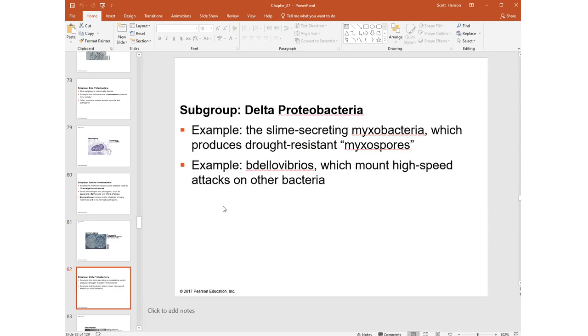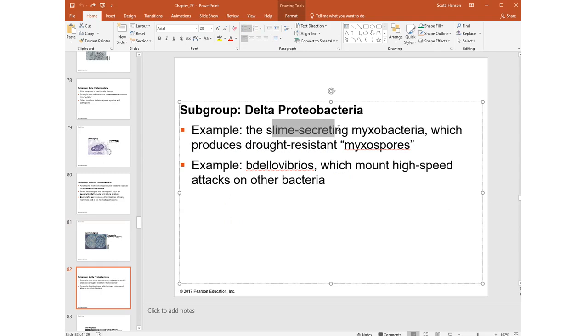And so here's the delta subgroup of the proteobacteria. A good example are the slime-secreting myxobacteria. And the myxobacteria produce a drought-resistant myxospore. And then another example is the Delavibrios.